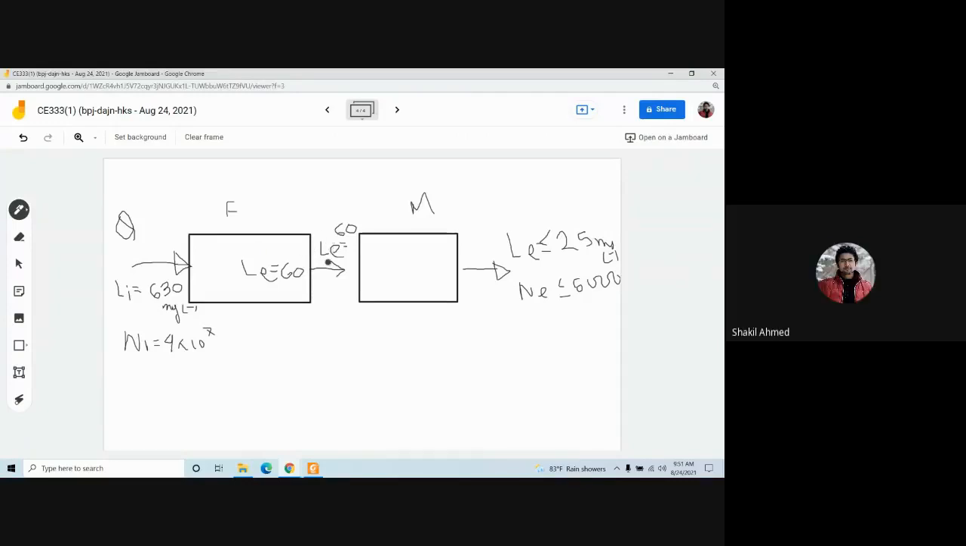Remember, this effluent concentration is for this facultative pond. Whatever effluent concentration for facultative, that will be equal to Li for maturation. Li for this, Le for this. Because for this pond, this is entering, so this is Li, influent. For this pond, this is exiting, so this is effluent, right? Yes, sir. Okay. So we are now dealing with facultative pond. So we will call this Le as 60.